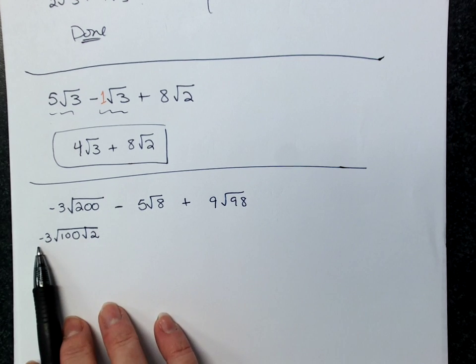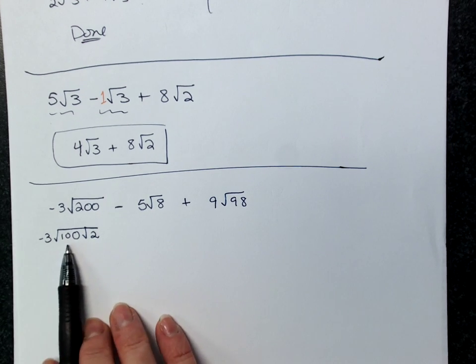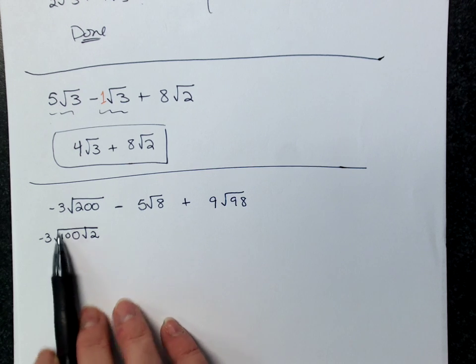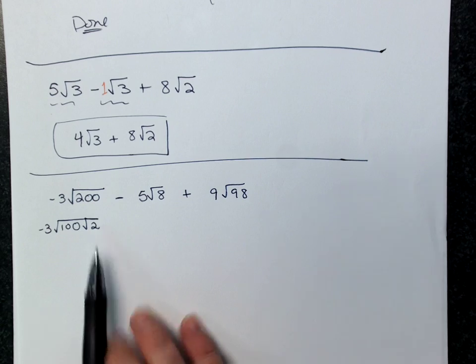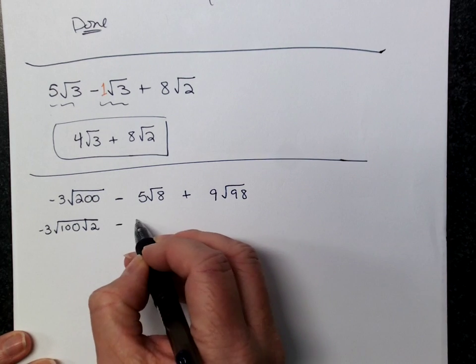But I also have the negative 3 in front. See where I'm going with this? Perfect square is on the left, so I'm going to be able to root and release that, but that stays locked up. Okay? So let's break the rest of these up too.